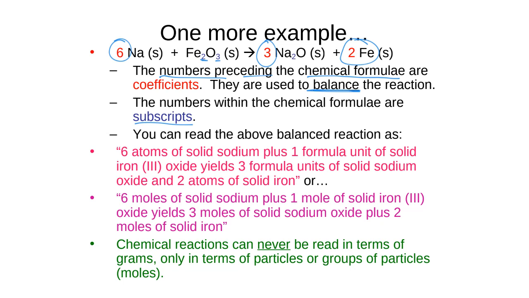Now, how will you read the above reaction that is occurring? You can read this as 6 atoms of solid sodium plus 1 formula unit of solid iron oxide. Here the oxidation state is 3. So iron oxide yields 3 formula units of solid sodium oxide and 2 atoms of solid iron. In the form of moles, you can say 6 moles of sodium plus 1 mole of iron oxide yield 3 moles of solid sodium oxide plus 2 moles of solid iron.